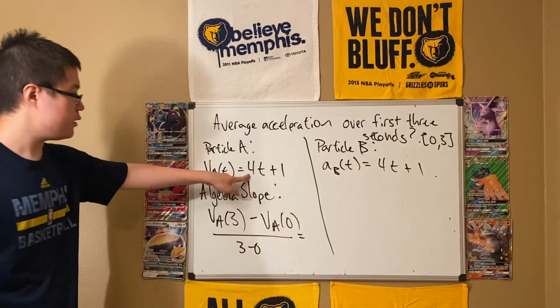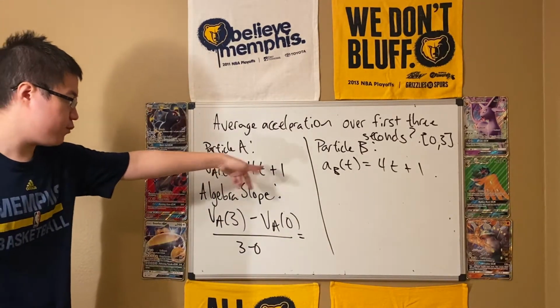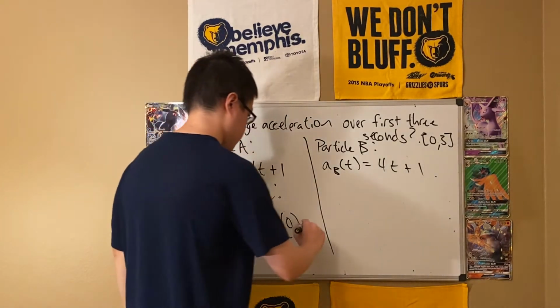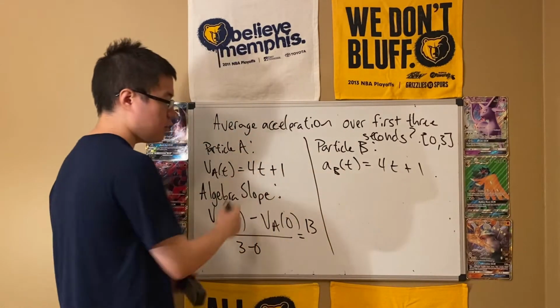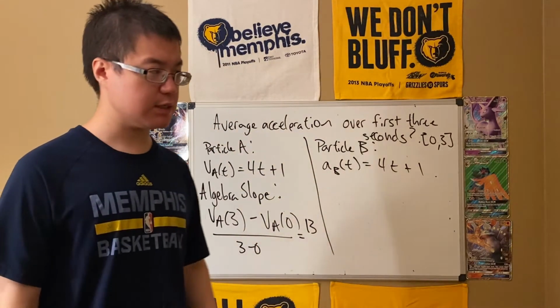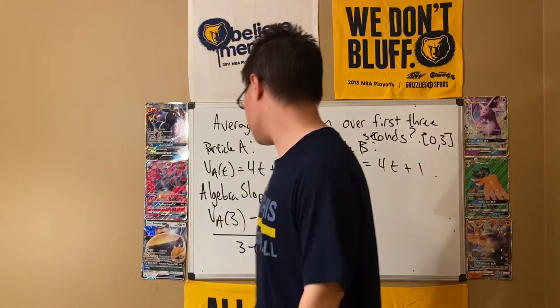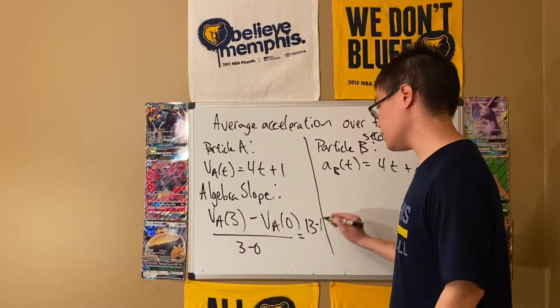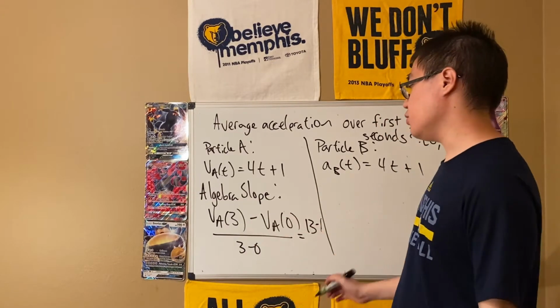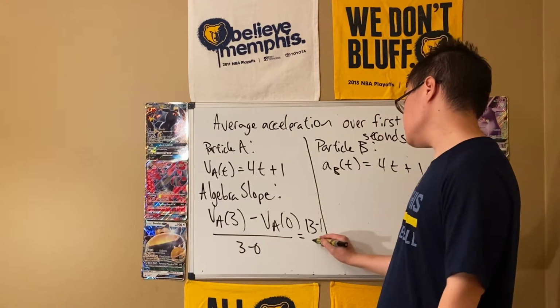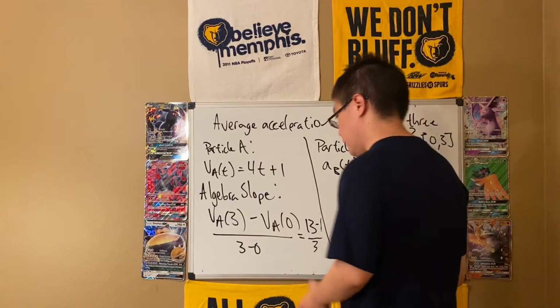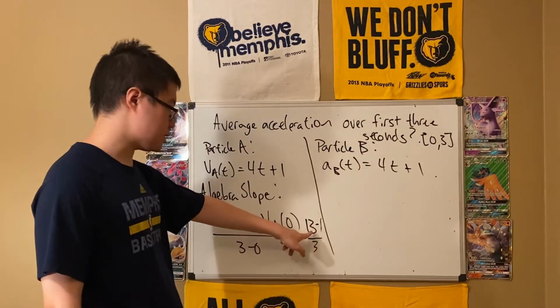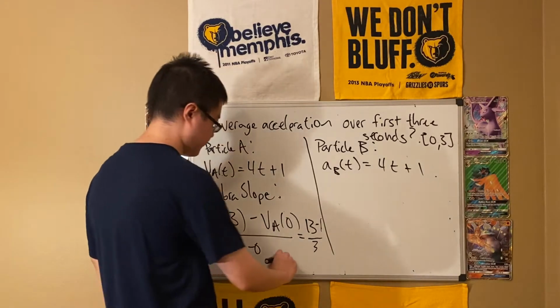When we plug in 3, that's going to be 12 plus 1, that's 13. When we plug in 0, 4 times 0 is 0, add 1, you're just going to get 1. So it's going to be 13 minus 1. Look how nice this is. It's so nice when you're like, oh, it's algebra slope. That's great. No calculus, because calculus, bad. Pretty easy stuff, just subtracting, dividing. Looks like it's going to be 12 divided by 3. That's 4.